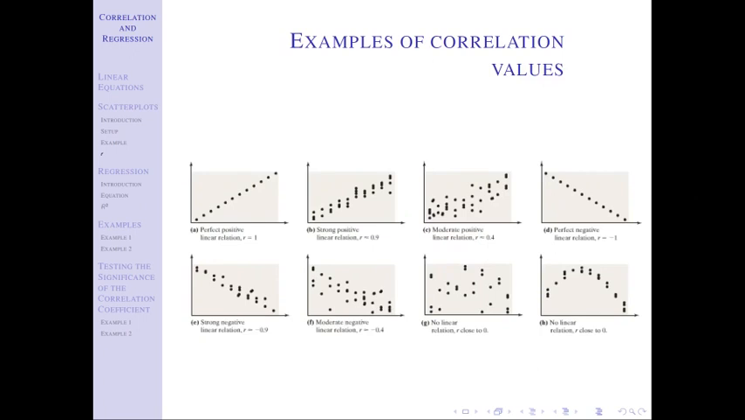And so just some examples here, you see these A and D would be perfect correlations, perfect positive, perfect negative. B and E would be strong. Notice all those points are pretty close to each other. C and F would be moderate. Those points, they do go up or down, but they're not that close to each other.